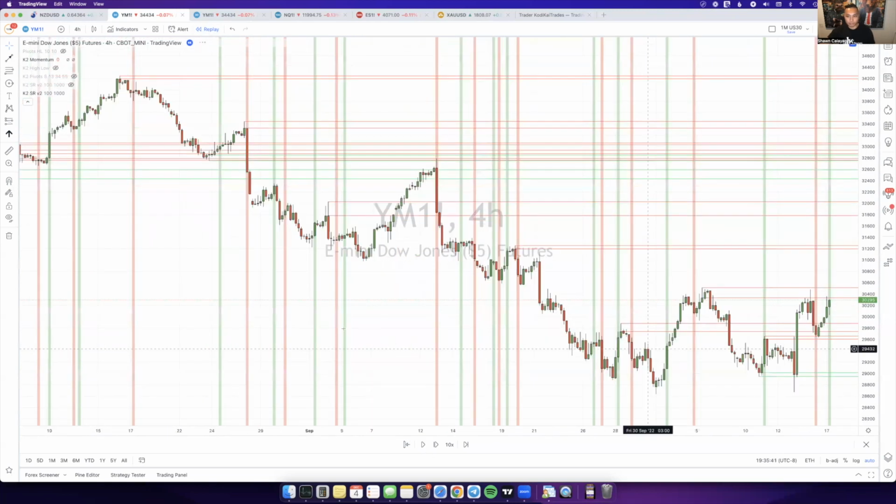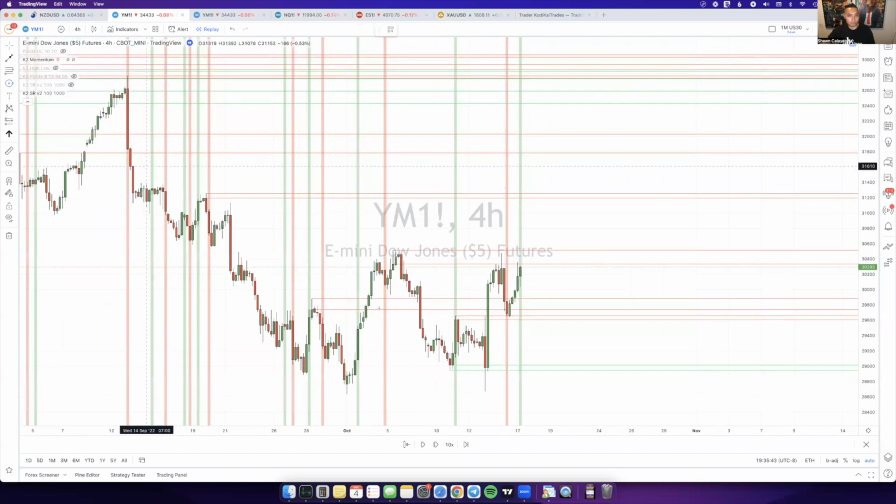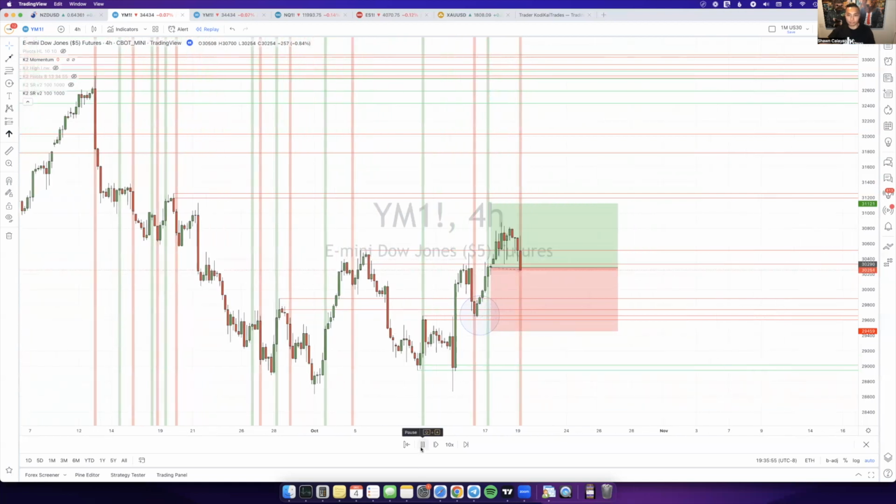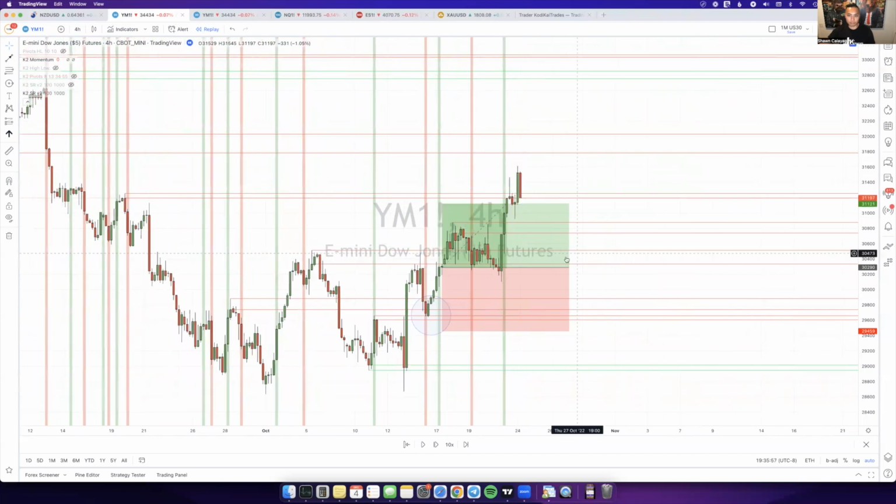you can see how there was a support established right here. When price bounced off it, provided a buy signal right there. That would typically be where I'd possibly make an entry. I wouldn't necessarily make an entry just because of that, but this is just an example of how it can be used. And you can see right there as price kind of bounces around, hits TP. So that's one way to use it.